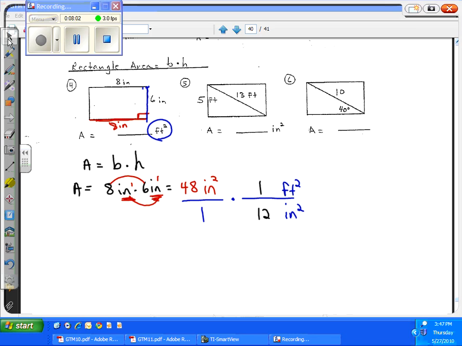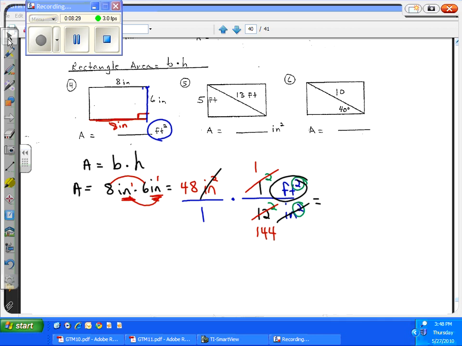12. 12 inches make a foot. But we're not dealing with inches and feet. We're dealing with square inches and square feet. So we square the conversions. So 1 squared is 1, and 12 squared is 144. We're losing the name square inches, and we're gaining the name square feet.